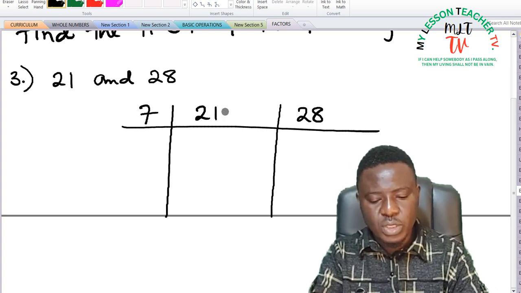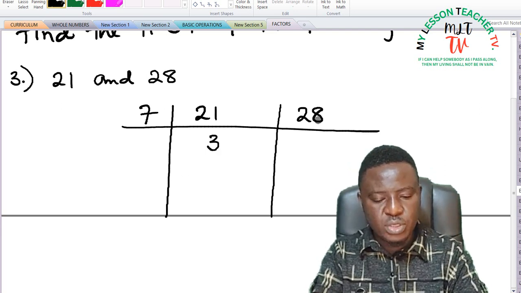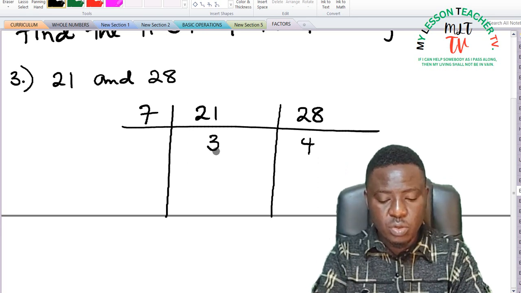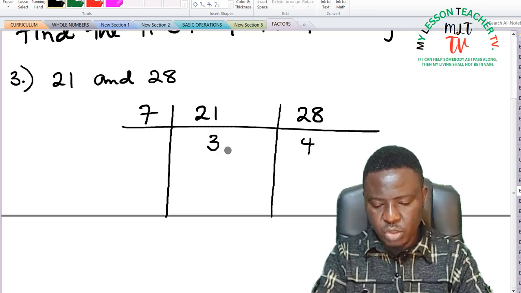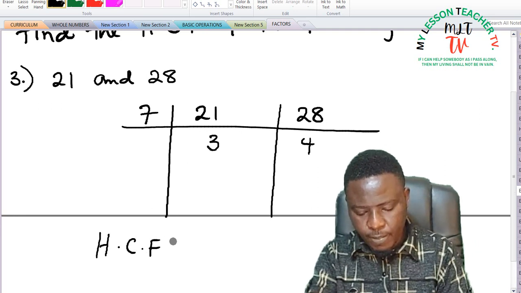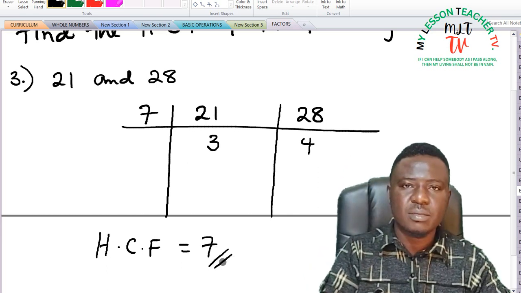7 can go into 21 3 times and into 28 4 times. Nothing can go into 3 and 4 simultaneously. So at this point, we say that the HCF of 21 and 28 is said to be 7.